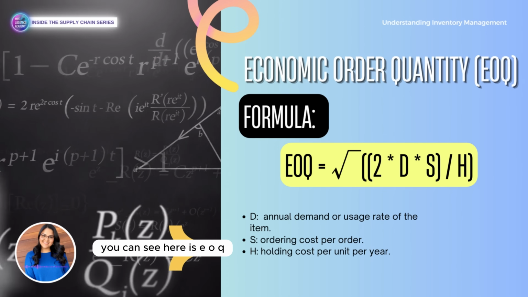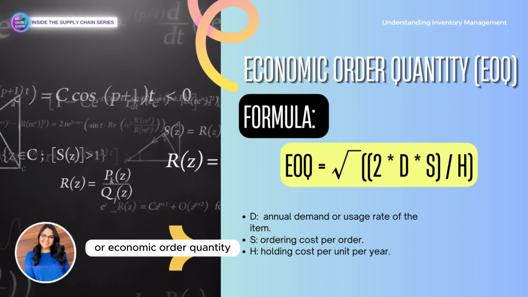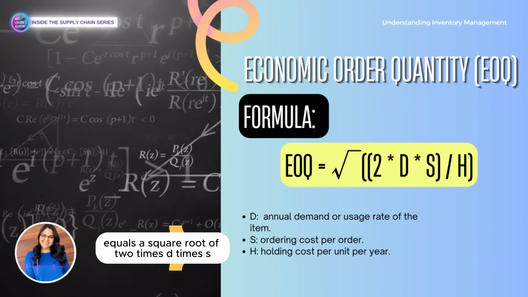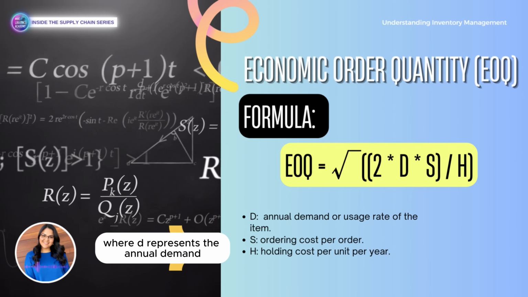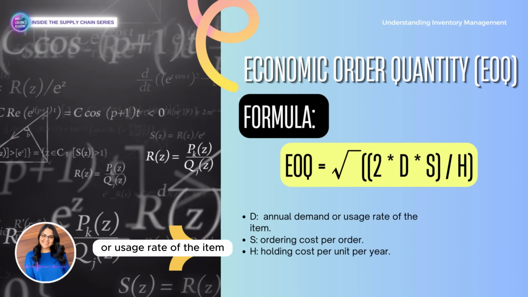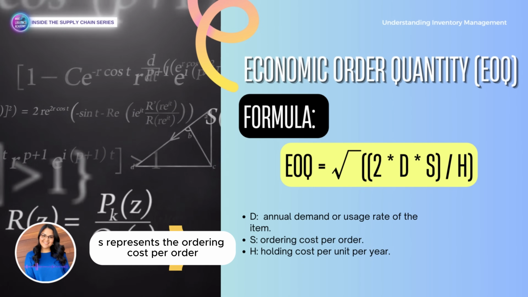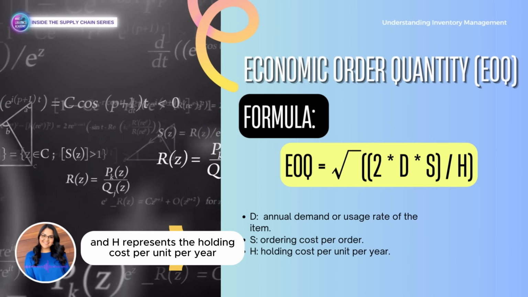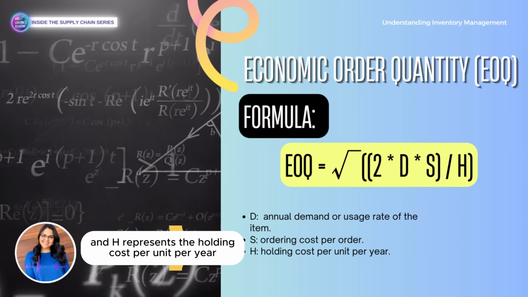And the formula you can see here is EOQ, or economic order quantity, equals the square root of 2 times D times S divided by H, where D represents the annual demand or usage rate of the item, S represents the ordering cost per order, and H represents the holding cost per unit per year.